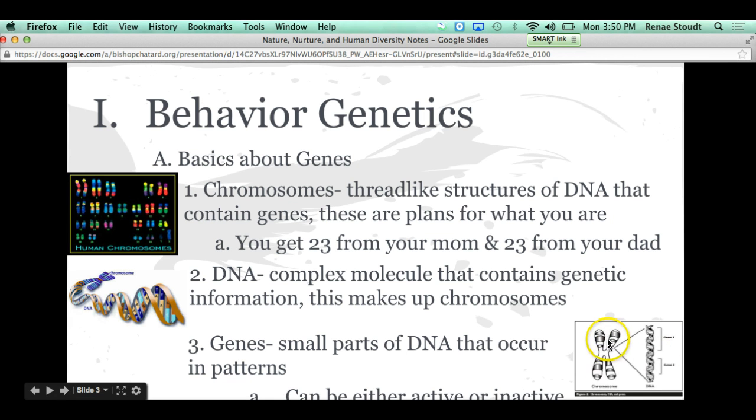This is a picture showing the chromosome. So here's our chromosome, here's our DNA, so within our chromosomes is our DNA, and then these little brackets here are trying to show that these are the genes within the DNA. I know it's really small and hard to see.